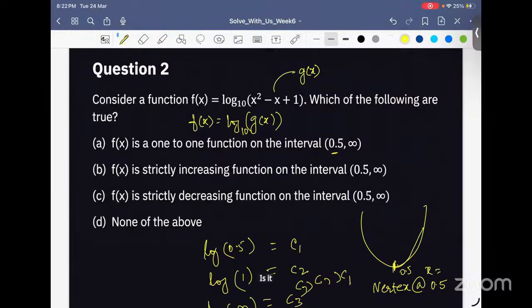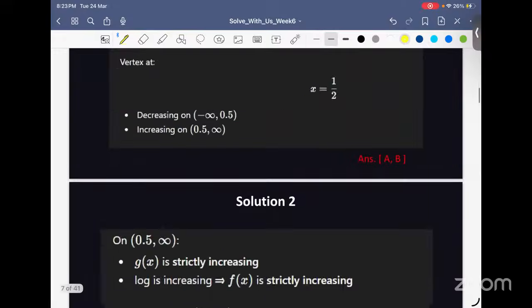Is it fine? Okay, this is fine, right? Yes, sir, it is fine. Let's go to the third one.